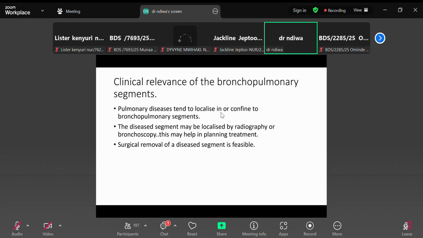The only way for us to remove it was to do a thoracotomy, open the chest, localize where the pin was, and actually remove the entire segment, because it had caused a very serious infection inside the lung, and it was all pus. So we had to remove the entire segment. That's the importance of these bronchopulmonary segments.